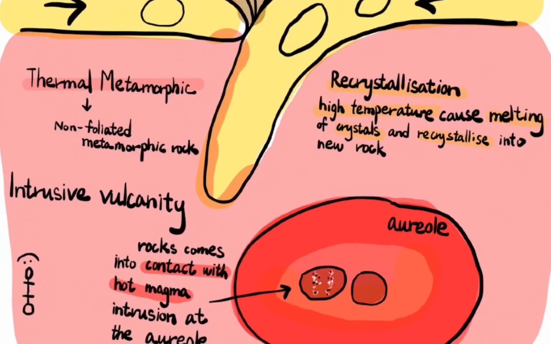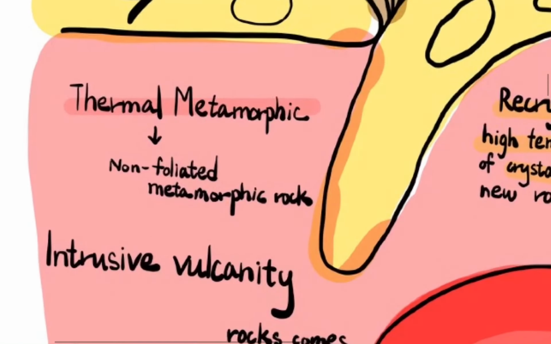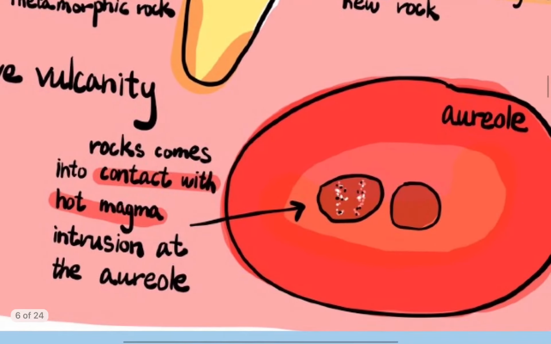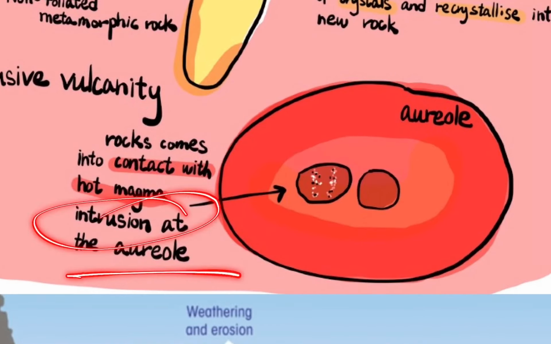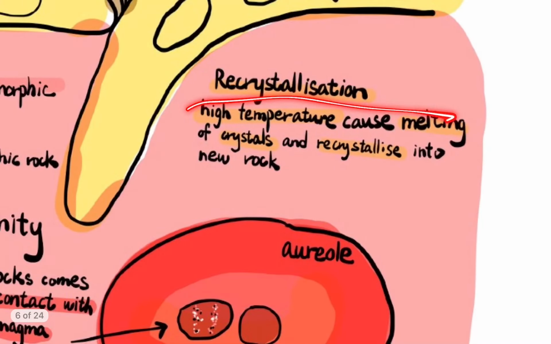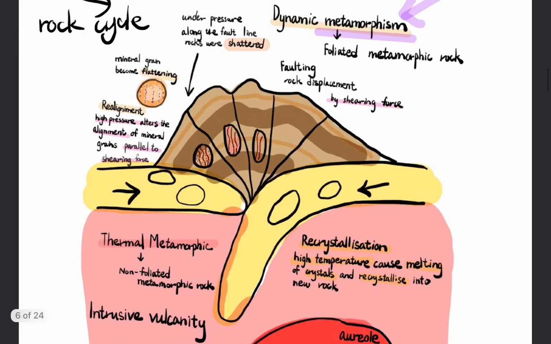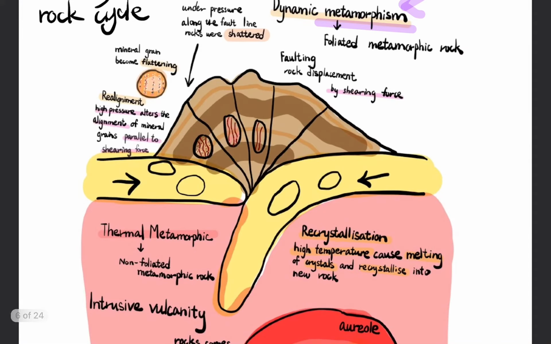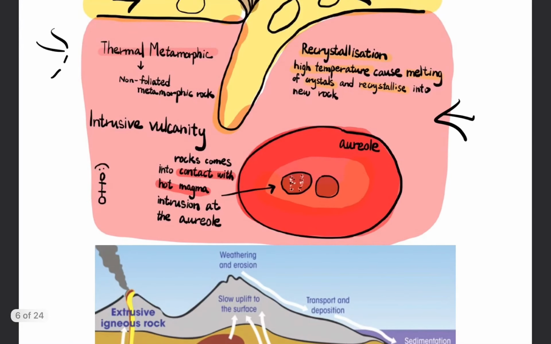After that, I will go through the intrusive volcanicity. You can see that by the thermal metamorphism, it's non-foliated metamorphic rock. Rocks come into contact with the hot magma, which intrudes in the aureole. After that, the recrystallization takes part by the high temperature, melting of crystals and recrystallizing into new rock. They have 1 and 2. You need to talk about 2. They are different. This is from the pressure. This is from the hot magma.